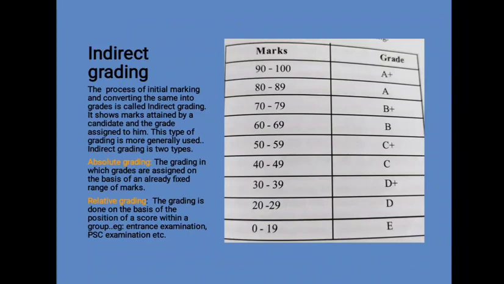Absolute grading, it is a grading in which grades are assigned on the basis of an already fixed range of marks. There is a picture inside the sentences. This is an example of absolute grading. Relative grading. Relative grading is done on the basis of the position of a score within a group. For example, entrance examination, PSC examination, are main examples of relative grading system. These are evaluations.